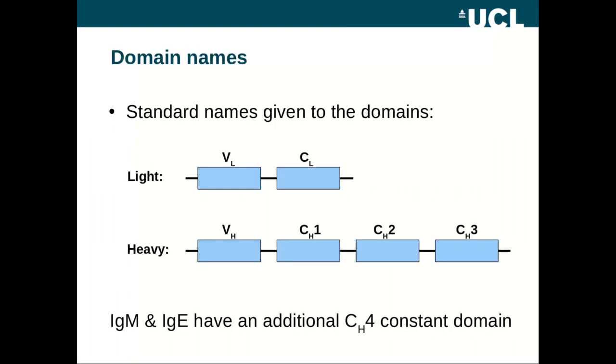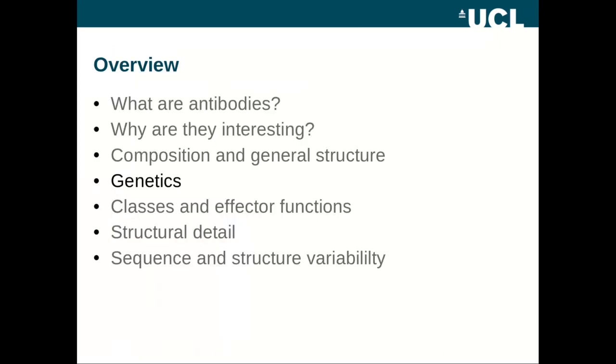So just to reiterate the names given to the domains, the light chain has the VL and CL domains, the heavy chain has VH, CH1, CH2 and CH3. And you'll recall earlier that I mentioned there are different classes of antibodies that have slightly different functions within the body. These actually differ within their constant domains. So it's just the constant domains of, for example, an IgG that is different from the constant domains of an IgM or IgE. And in fact, the IgM and IgE antibodies have an additional CH4 domain on the end here. Okay, so let's move on to the genetics of how all this happens.